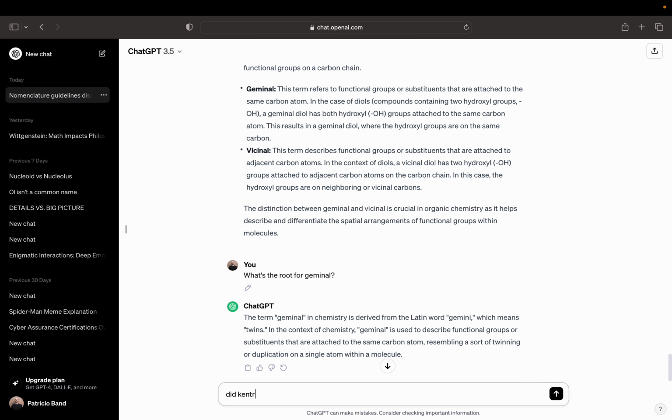Did Kendrick Lamar use Gemini in one of his songs?